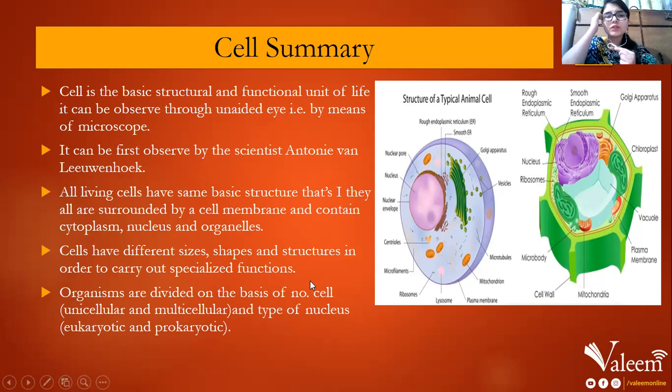Organisms are basically divided on the basis of the number of cells, that is unicellular and multicellular. A single-cell organism is known as unicellular, and a multicellular organism is composed of more than one cell. Organisms are also divided on the basis of the type of nucleus their cells have. The first are the eukaryotic organisms, and the other are the prokaryotic organisms. Eukaryotic organisms have a membrane-bounded nucleus, whereas prokaryotic organisms have a non-membrane-bounded, or you can say false, nucleus.